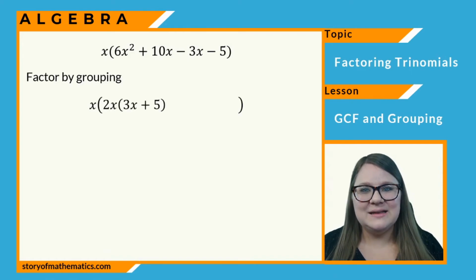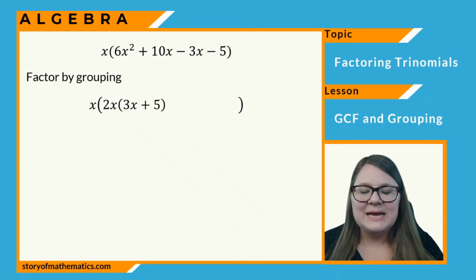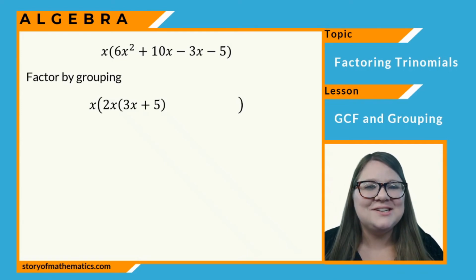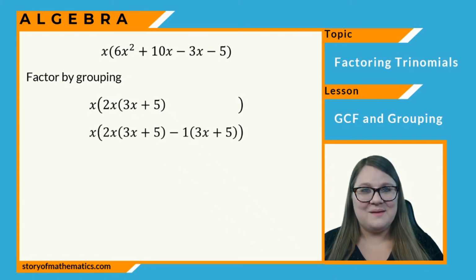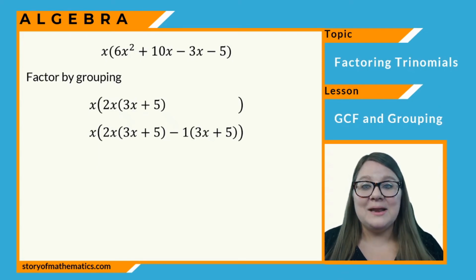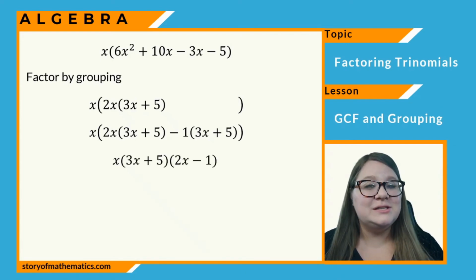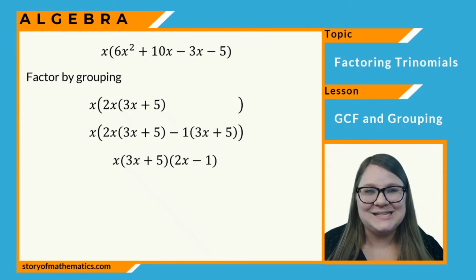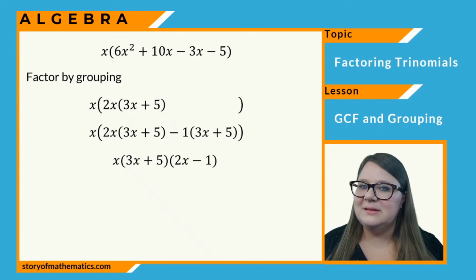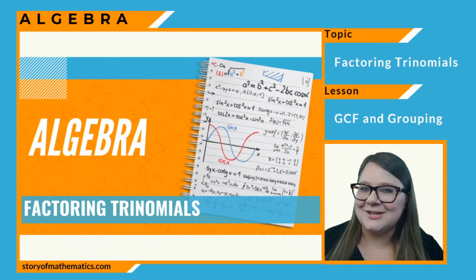So again, I carry down my x, but now the greatest common factor of my first two terms inside the parentheses is 2x. And when I pull those out, I'm left with 3x plus 5. Now, when I look at my last two terms, it doesn't immediately look like they have a greatest common factor, but you can actually pull out a minus 1 from both of them. And then you're still left with 3x plus 5, like the beginning of my inside parentheses. So now I have my x, and I can factor out a 3x plus 5 with it, leaving me with 2x minus 1 inside my second set of parentheses. And now this trinomial is completely factored. And that is how you use the greatest common factor and grouping to factor trinomials.